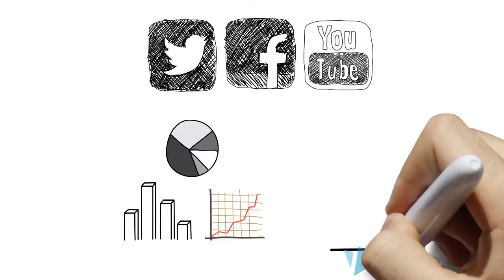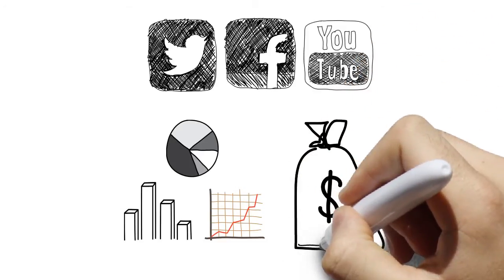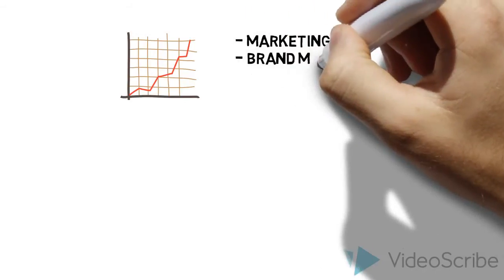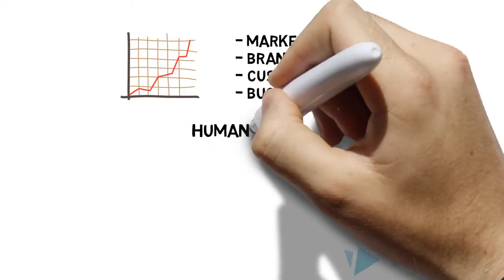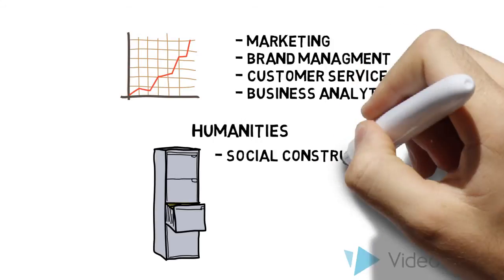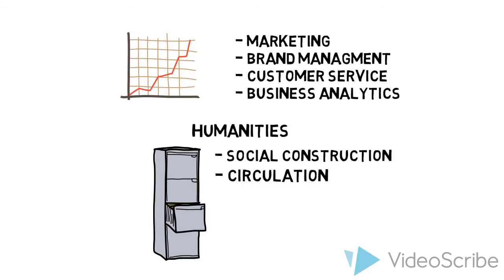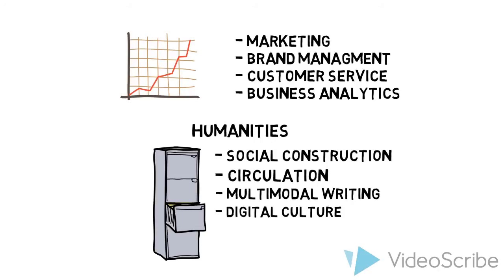But since data reselling companies package and sell this data to corporations, it is too expensive for humanities scholars to afford. But even if the data wasn't too expensive, many of the reseller tools pre-filter the data for marketing, brand management, customer service, and business analytics purposes. The humanities need access to the raw data in order to investigate a much broader range of questions. Questions about how history and culture are socially constructed, circulation research into trending topics, images, and videos, multimodal research that investigates the invention of new ways of making meaning, questions regarding virtual spaces and digital interfaces, and countless others.